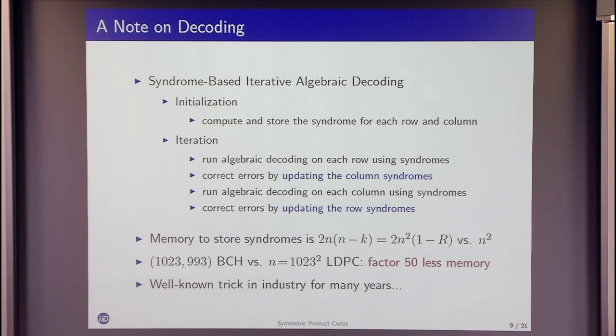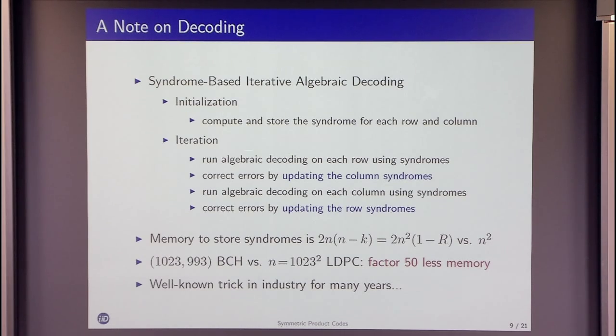And so the key thing that I think makes these interesting in practice is the following. There's a very efficient decoder. And the decoder is based on syndrome-based iterative algebraic decoding. So what we do is we receive our product code word, and we calculate the syndromes of all the rows and columns, and we store those, and then we put the bits away. So for example, if I'm going to use a 1023-993 BCH code, instead of storing a length 1023 vector of bits, I'm going to store the 30 syndrome bits for my iterative decoder. So that's a factor of 30 gain at that point.